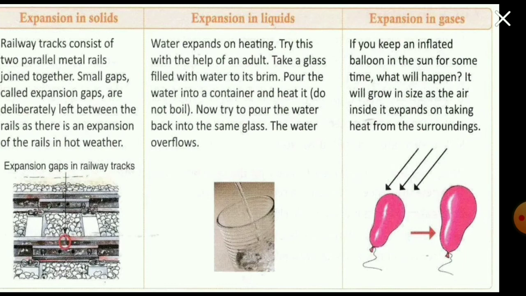And now let's see an example of expansion in gases. Take a balloon. If you keep an inflated balloon in the sun for some time, what will happen? It will grow in size as the air inside it expands on taking heat from the surroundings. These are the three examples for expansion in solids, expansion in liquids, and expansion in gases.